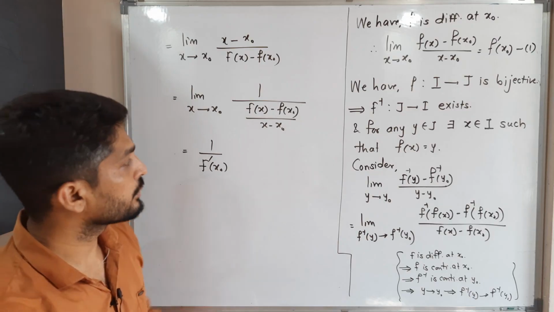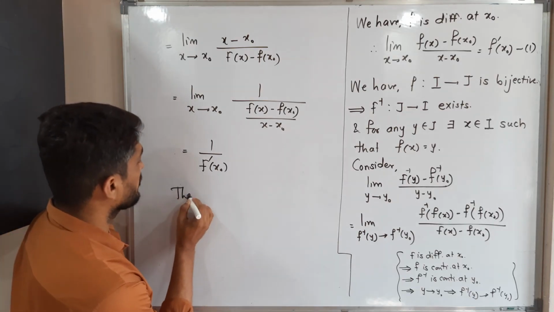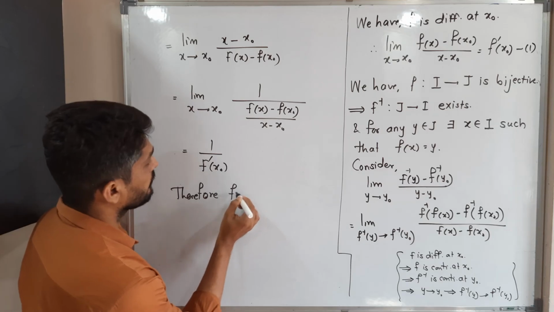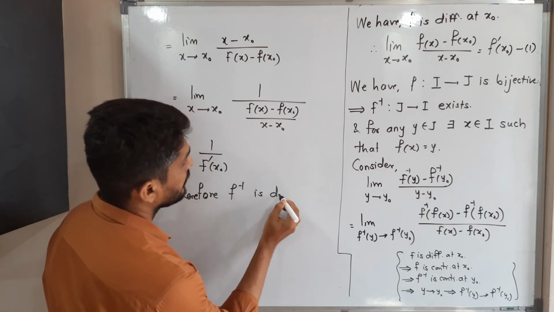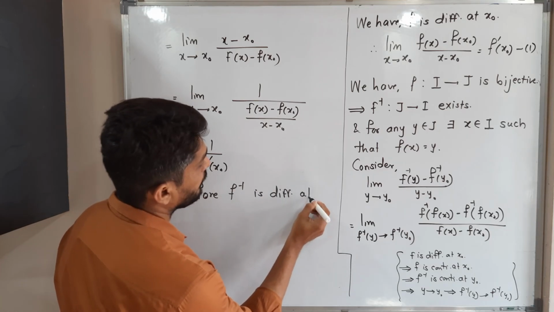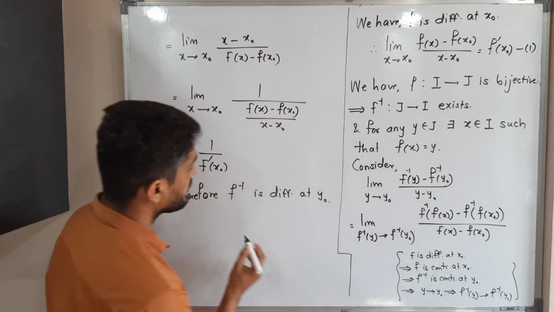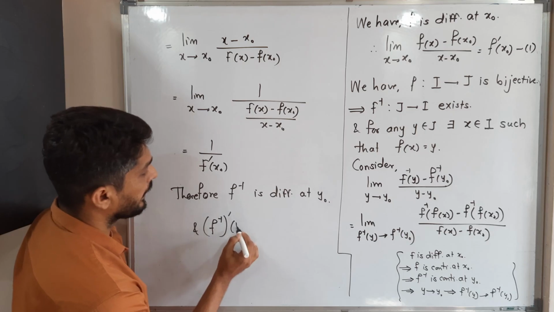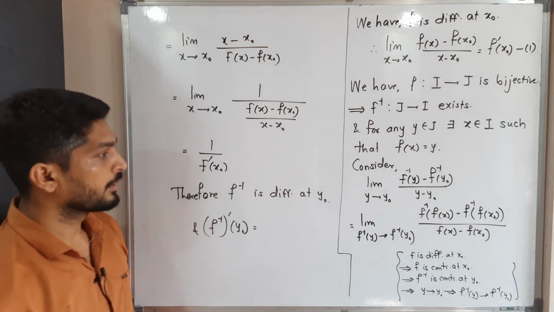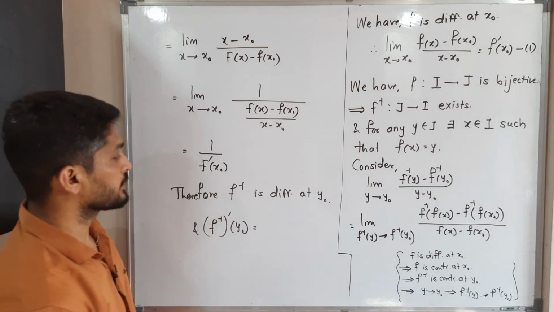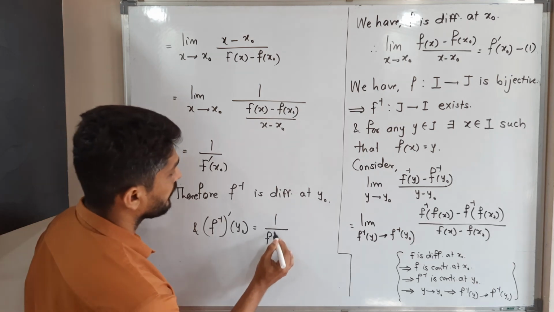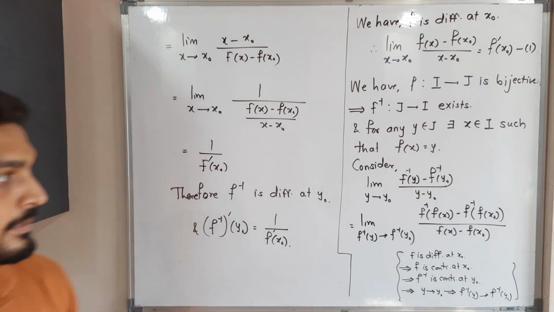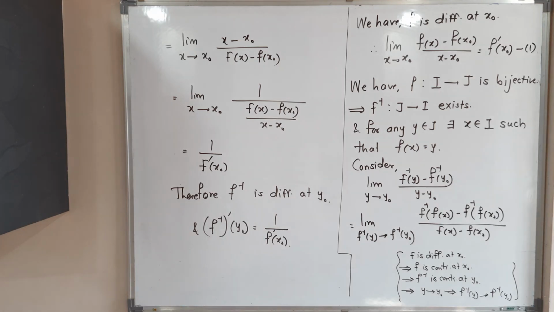So therefore we say that f inverse is differentiable at y naught. We proved it, and let me write its derivative at y naught. What we have got? We have got its derivative is nothing but this one. So this is 1 upon f dash of x naught. So in this way we proved this theorem. Make a screenshot of it, then we will stop. Thank you. Bye bye.